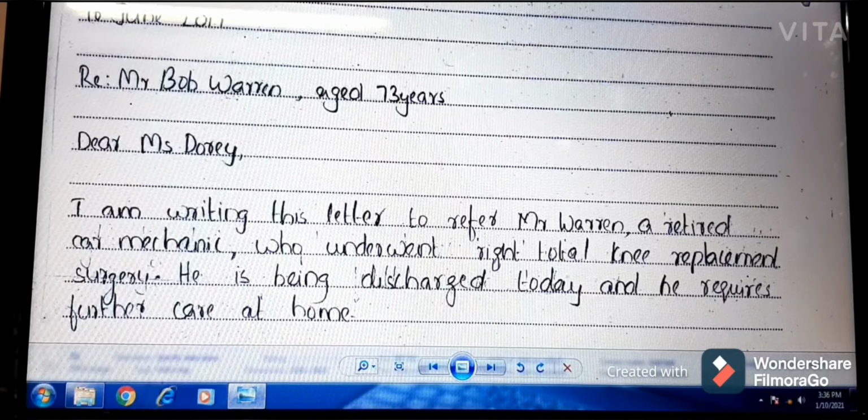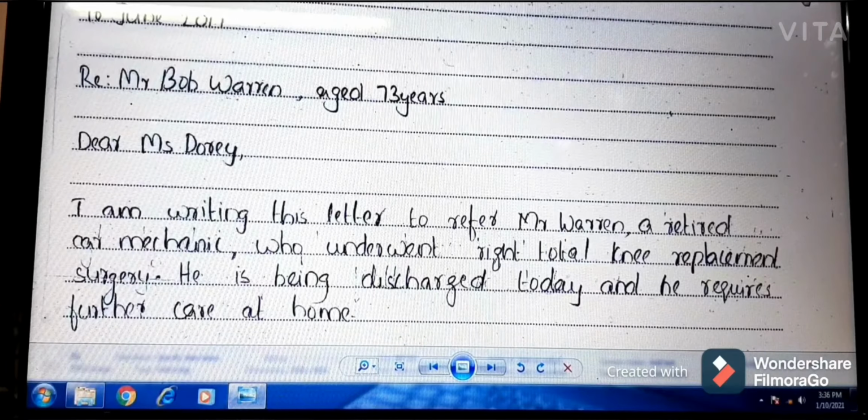Okay, the beginning. I am writing this letter. Usage: this letter is not a must. I am writing is enough. I am writing to refer Mr. Warren. I am writing is correct. It is in present continuous tense. The tense form of I am writing is present continuous tense. The tense form is correct at the time of doing the activity.